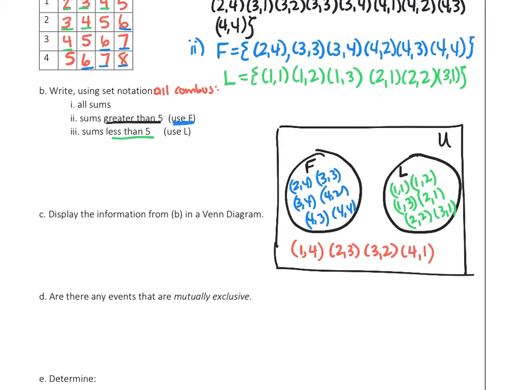So that is my Venn diagram. And then when it asks, are there any that are mutually exclusive? Remember, mutually exclusive means that they cannot occur at the same time. They are disjoint. So F and L are mutually exclusive.